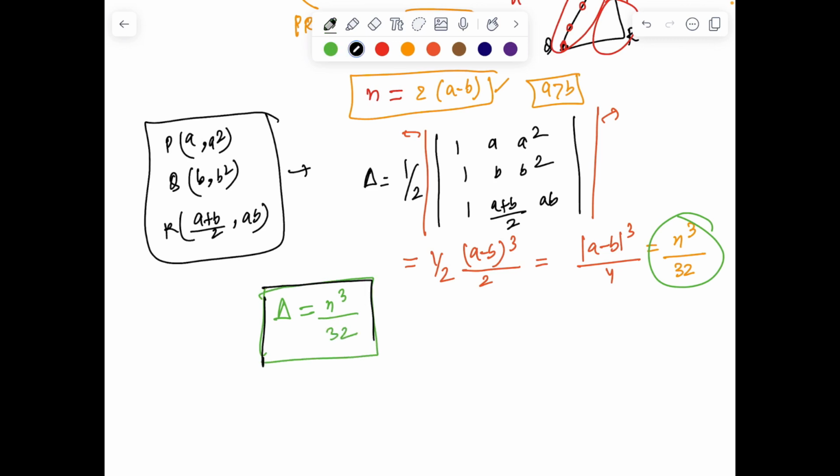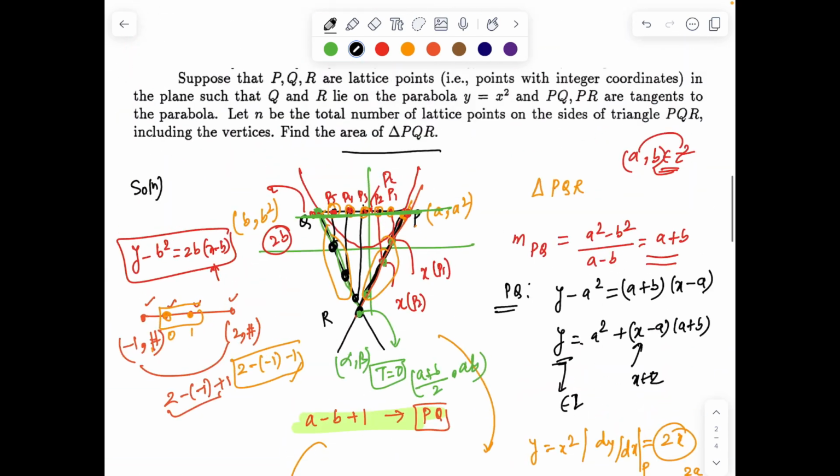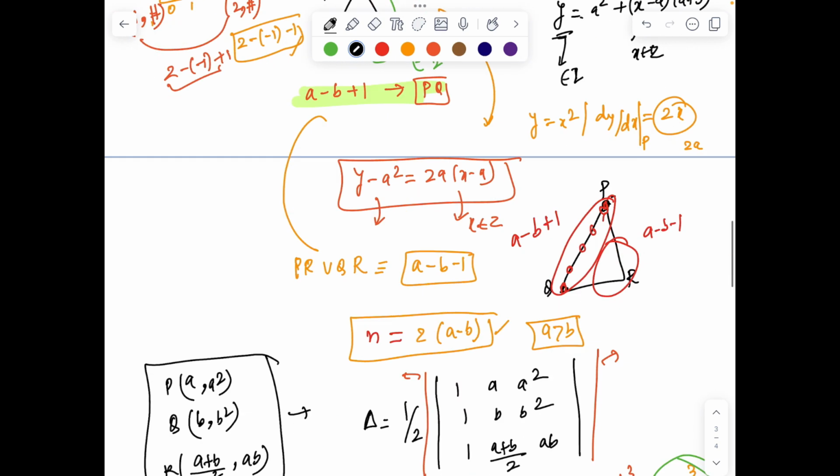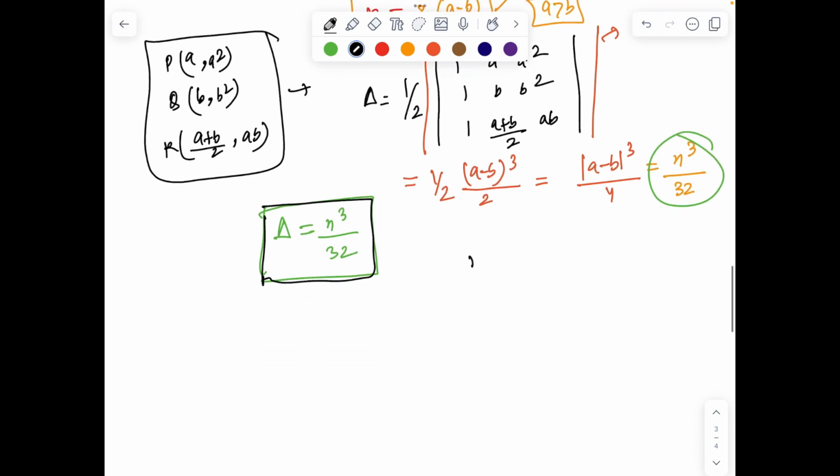So if the area is known, I can find the number of lattice points, right? Since n was the total number of lattice points on the sides of triangle PQR, the area is n cube by 32. So let's say if the total number of lattice points n is 4, then the answer for the area of the triangle will be 4 cube over 32. That gives you the answer as 2.